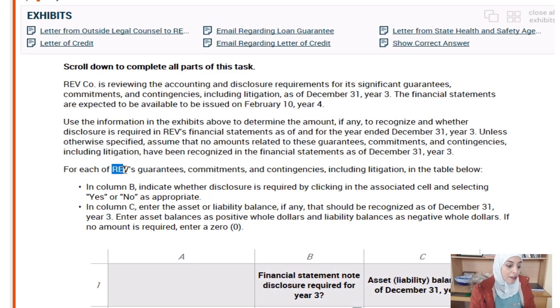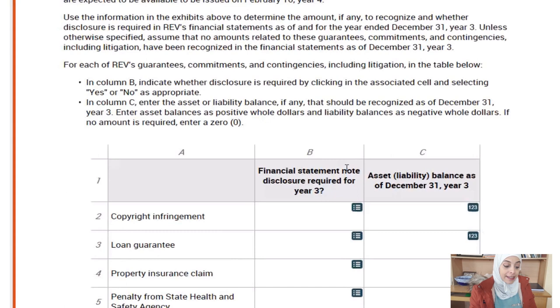For each of REF's guarantees, commitments, and contingencies, including litigation in the table below, in column B, indicate whether disclosure is required by clicking in the associated cell and selecting yes or no as appropriate. So here they're giving us direct instructions. So guys, always, always read the instructions carefully. Make sure to understand exactly what the question wants and how to answer it based on what they want from you.